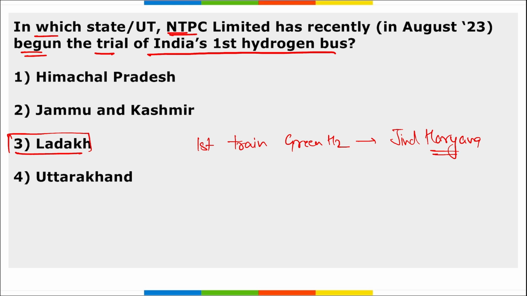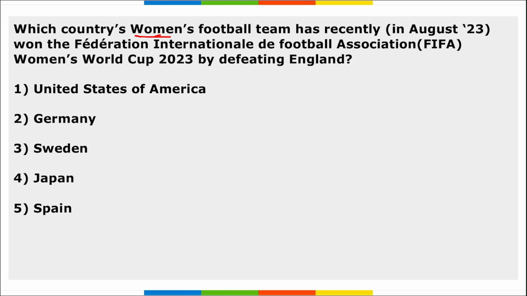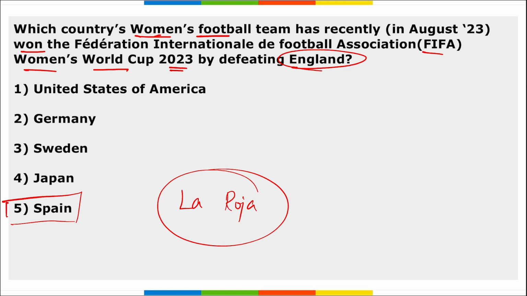Next, which country's women's football team has recently won the FIFA Women's World Cup 2023 by defeating England in the finals? So it is Spain, right? Spain's women's football team, nicknamed La Roja, right? They have won the FIFA World Cup 2023 by defeating England in the finals by 1-0. And this final, where was this held? It was held in Australia.